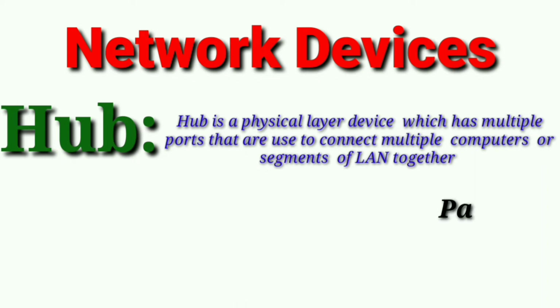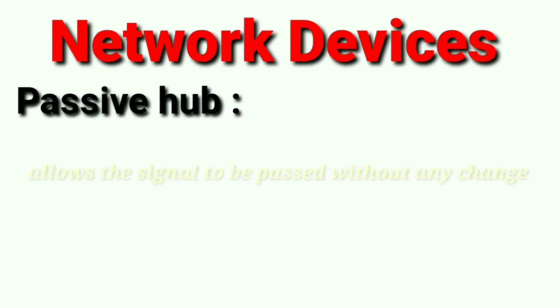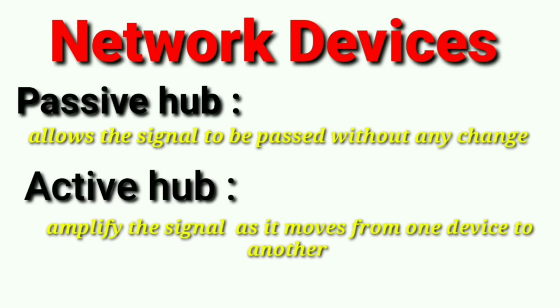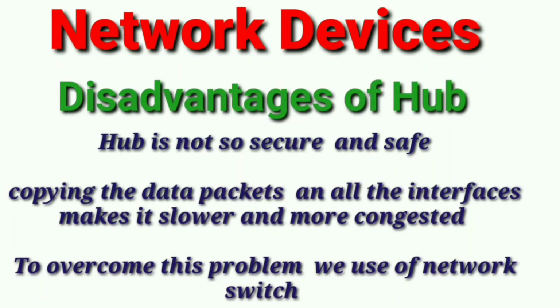Hubs can be passive or active. A passive hub allows the signal to be passed without any change. An active hub amplifies the signal as it moves from one device to another. That helps to extend the range of the network without using repeaters. A disadvantage of a hub is that, because of its working mechanism, it is not so secure and safe. Copying the data packets to all the interfaces makes it slower and more congested.